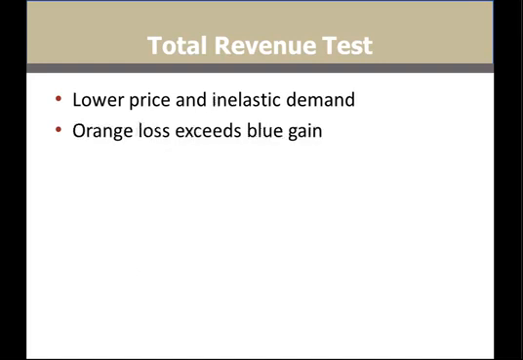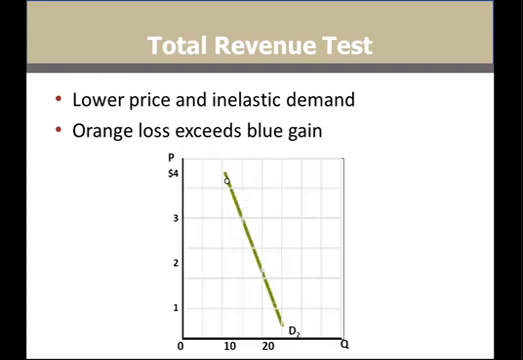Another total revenue test. A lower price and inelastic demand means that total revenue will fall. The blue gain, or the extra total revenue from extra sales, is less than the orange loss, or the loss in total revenue from the higher price.